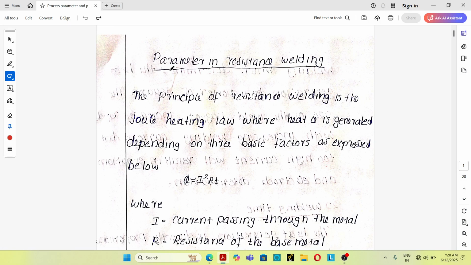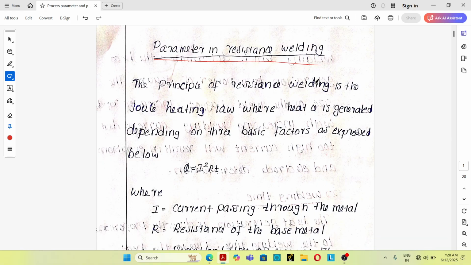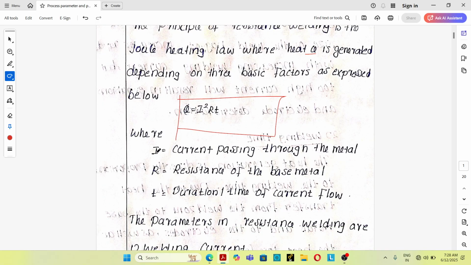In this video, I am going to discuss parameters in resistance welding process. The principle of resistance welding is the Joule heating law, where heat Q is generated depending on three basic factors as expressed below. Q is equal to I square RT, where I is the current passing through the metal, R is the resistance of the base metal, T is the duration time of the current flow.